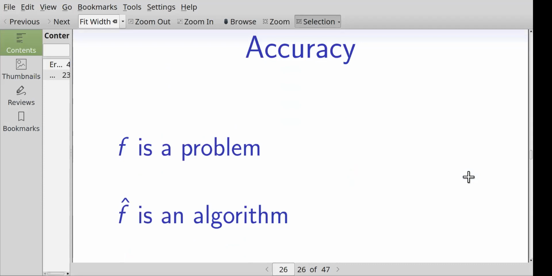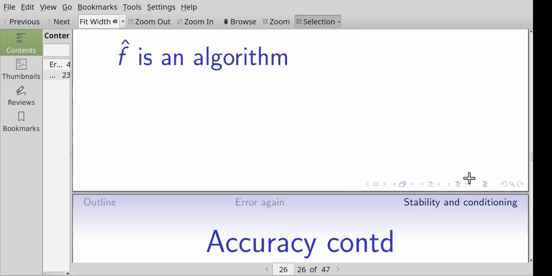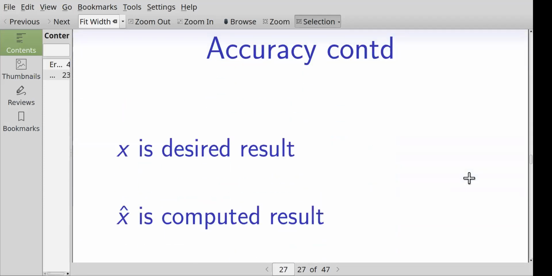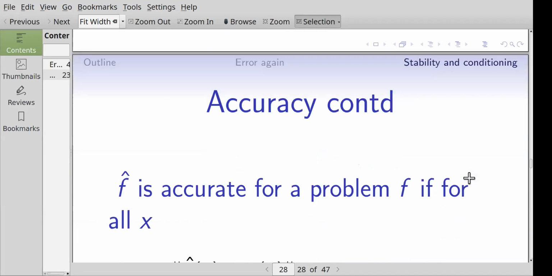If f is the mathematical thing, then f hat, when I write a hat over something, I always mean that that's the algorithm or the representation in the computer. So x is the desired result, x hat is the computed result, right? F should give me x, but actually I'm using f hat, the algorithm, and it's giving me a result x hat.